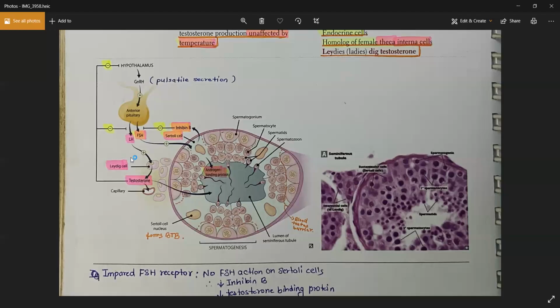Whenever you have testosterone, it will inhibit both the pituitary as well as the hypothalamus. But whenever you have inhibin B, it will only inhibit the pituitary, only the FSH releasing cells. So whenever you have a high testosterone, you will always have a low level of GnRH, low level of LH, low level of FSH. But whenever you have a high inhibin B, you only have a low level of FSH.